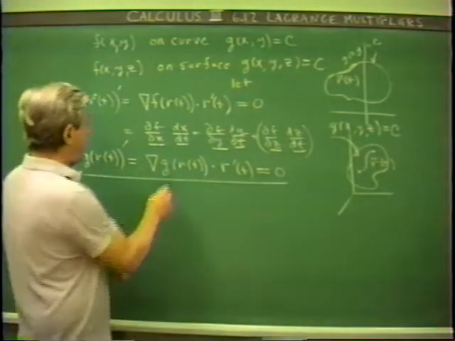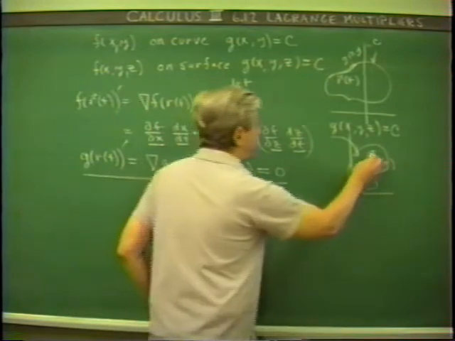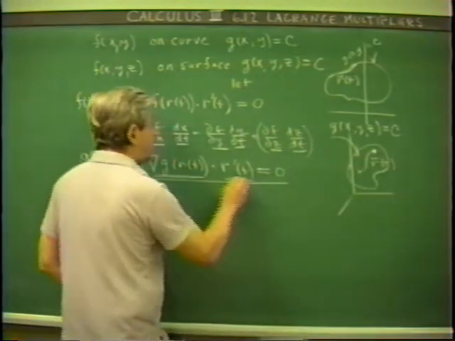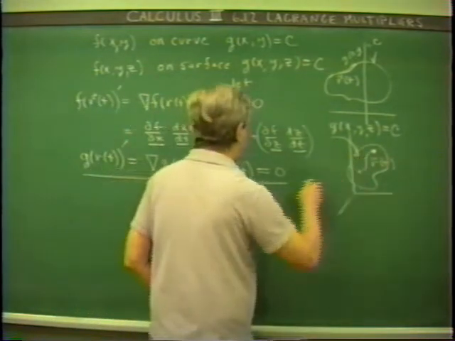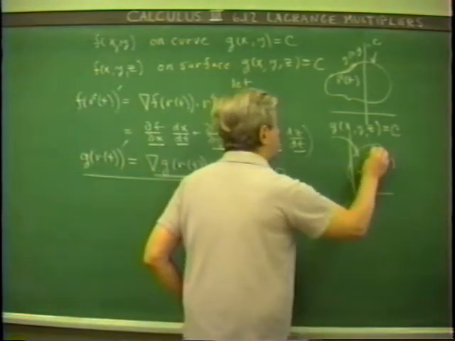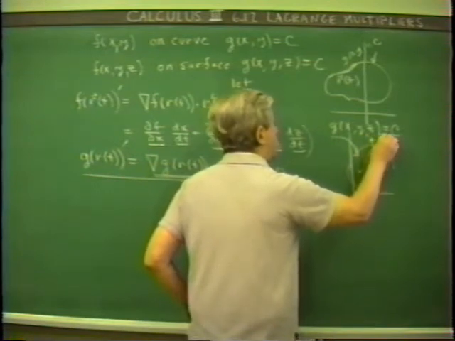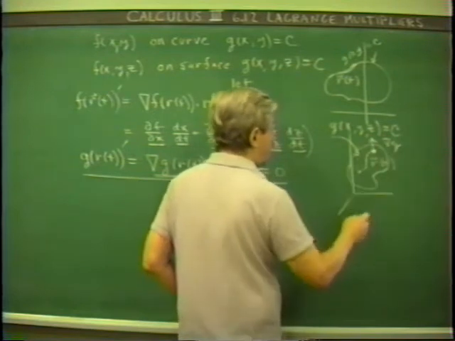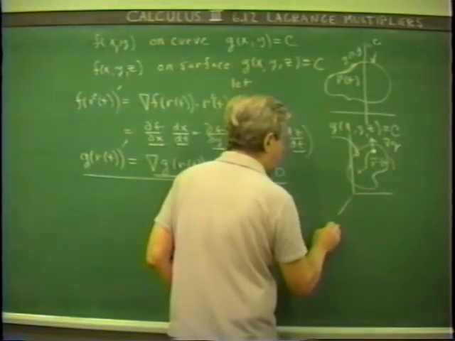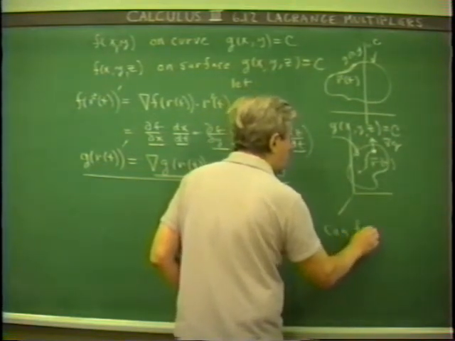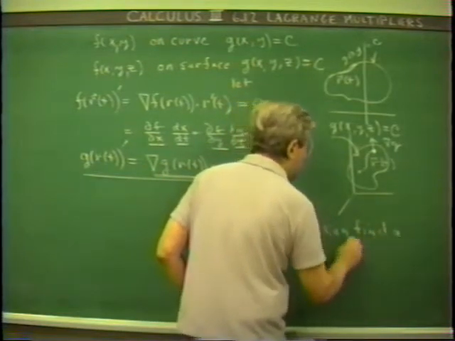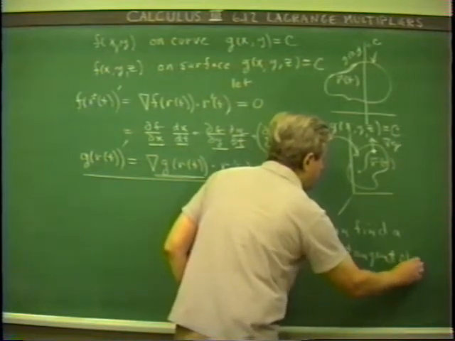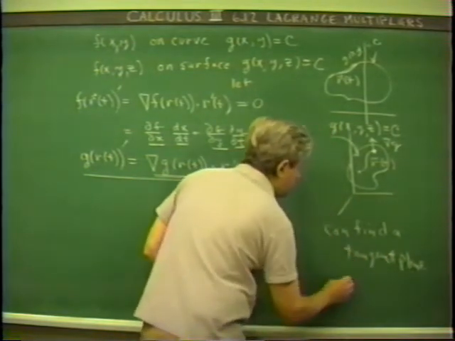So what this means is, well, there are a couple of interpretations you can make of this. One of them is the following, that if we look at the gradient, no matter what r of t you've got passing through this point here, the gradient dotted with r prime of t is automatically going to be 0 on the level surface. That means the gradient is perpendicular to the level surface. So this is the gradient of g. As long as it's not equal to 0, it's perpendicular to the level surface. And this allows you to find a tangent plane.